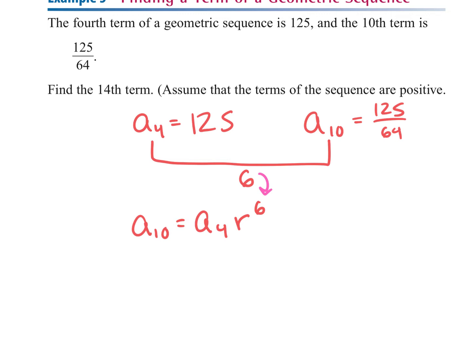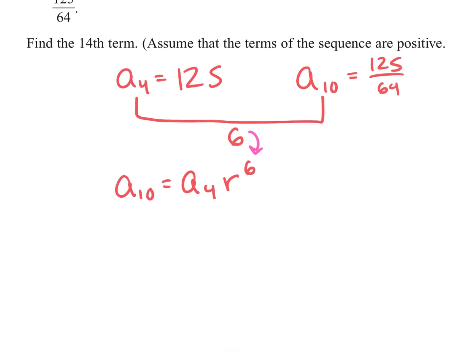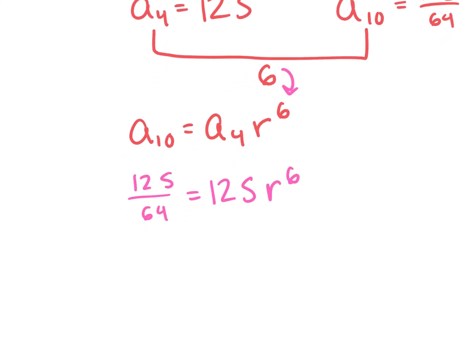Now we know what a sub 10 is, and we know what a sub 4 is, so we just have to find r. So let's plug it in and solve our equation for r. So a sub 10 is 125 over 64. A sub 4 is 125 times r to the 6th power. What do I need to do first to solve this for r? Divide by 125.